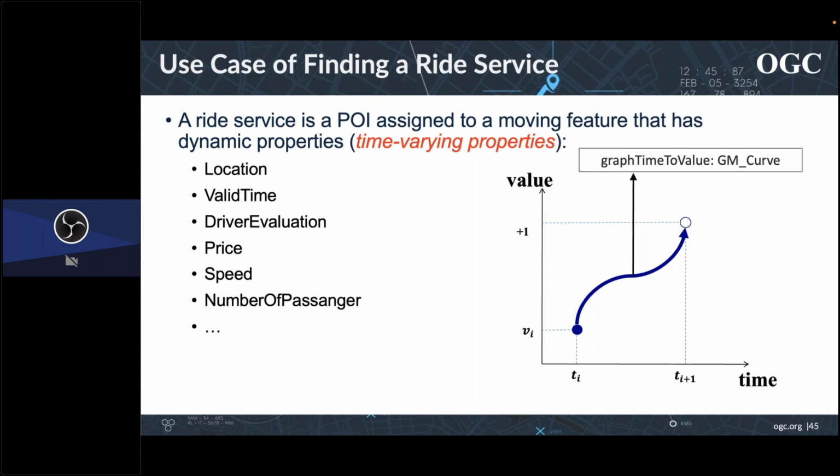What are dynamic properties? It means the property value is changing over time. So for example, locations and validated times and driver evaluations, price, speed, and number of passengers. This kind of POI property has a dynamic value depending on the time.